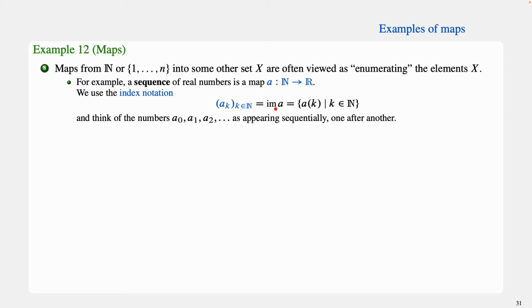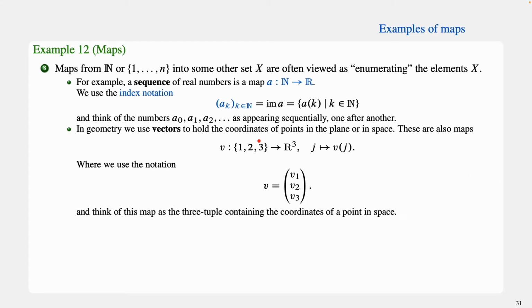And this is the image of the map A, which consists of all the real numbers that are hit by this map A if we plug in any natural numbers. And we think of these numbers as appearing sequentially, one after another, being ordered by the order of their natural number input values. That's why we call it a sequence. So we think of a_0 being the first element, a_1 the second, a_2 the third, and so on.